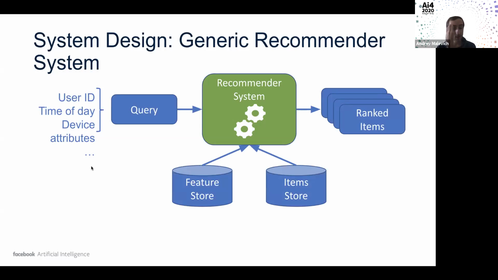When we operate in this system, we usually rely on two pieces of information. One is the item store, which is a repository of items that are eligible to be recommended for a given user. The other is the feature store, a repository of features that we can use to rank those items. Both the feature and item store are expected to operate and scale with low latency.